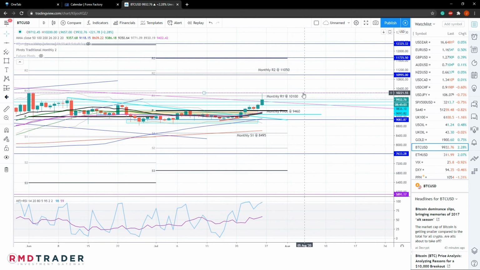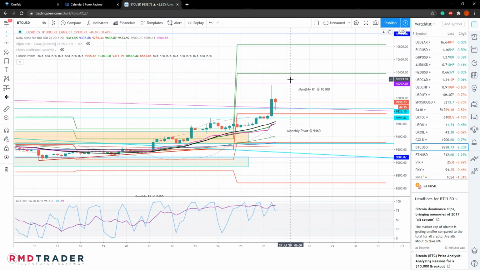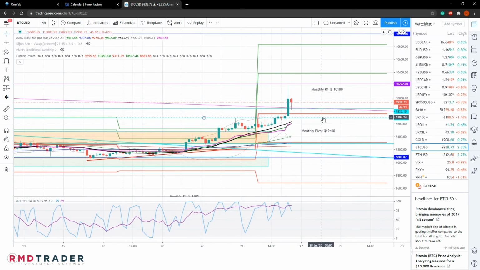it's likely that we could even see targets of 10,220. That is that purple line again, and then the next area to keep an eye out for would be 10,410. So you can see there is our weekly R1 pivot at 10,380. So that would be a stretch target should the bullish price action continue, and we continue to hold above this weekly pivot level at 9,750 and our diagonal. So yeah, let's see what Bitcoin does.